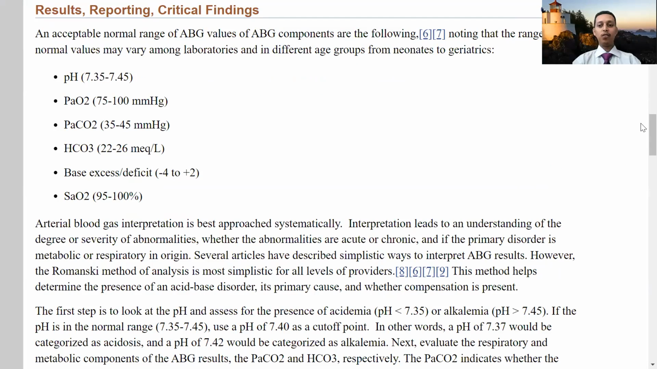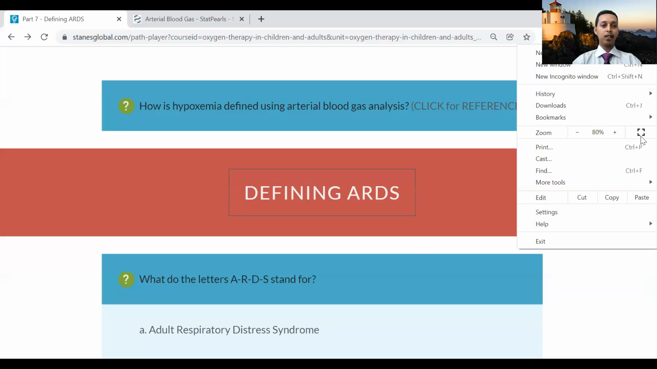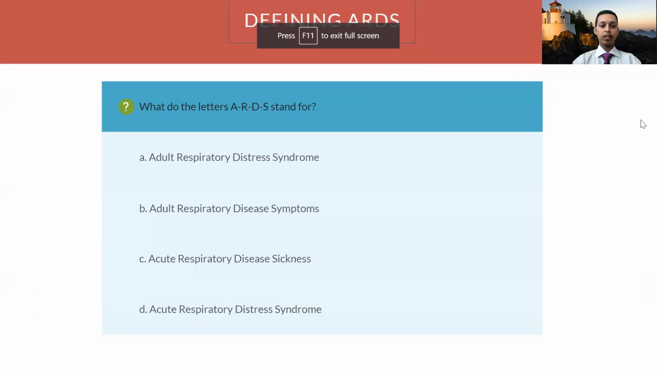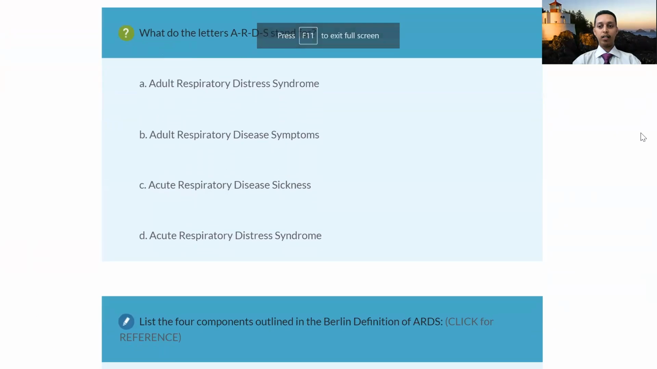So far we have two major objectives: defining respiratory failure and defining hypoxia. So we'll now be going to defining ARDS. We will be starting with questions. Dr. Hussein, it's yours again.